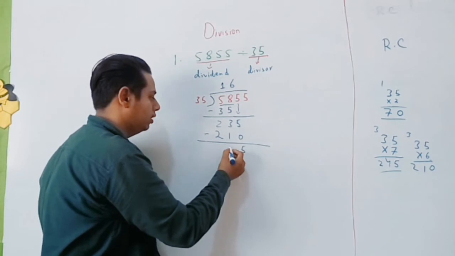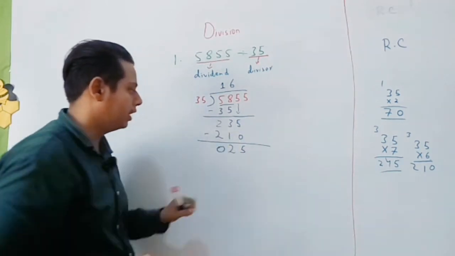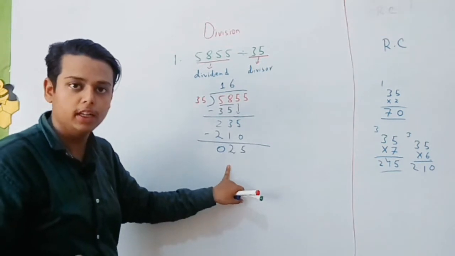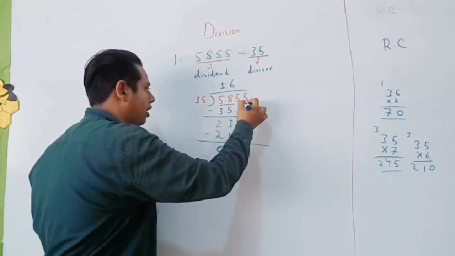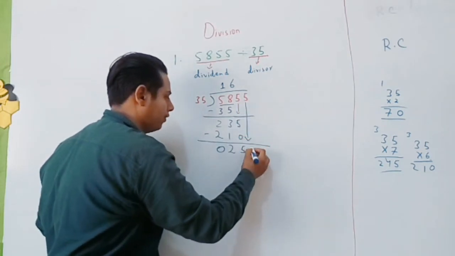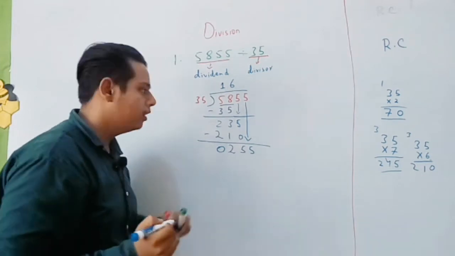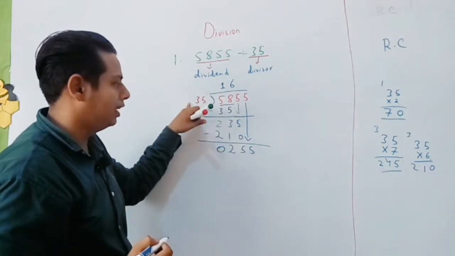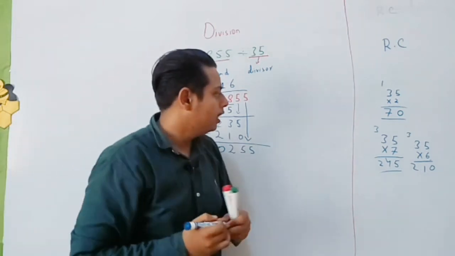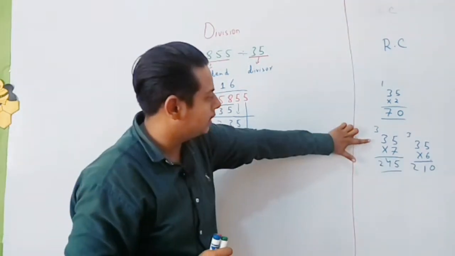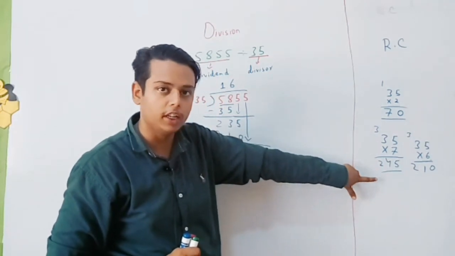3 minus 1, 2 will be remaining, and 2 minus 2, 0 will be remaining. Now what is the number we are having over here? 25. Now I will have to bring this 5 over here. 255. Now I have to multiply 35 with a different number to get the 255. Now as I have multiplied the 35 with the 7, I am getting the answer 245.